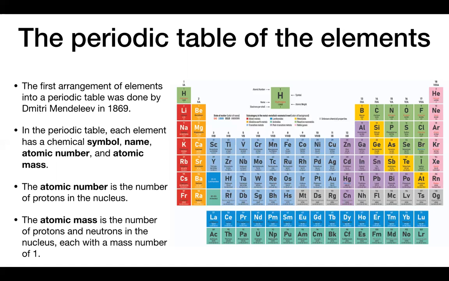The atomic number is the number of protons in the nucleus. The atomic mass is the number of protons and neutrons in the nucleus, each with a mass number of 1. Since the mass of electrons is so much less than the protons and neutrons, the atomic mass is effectively the number of protons plus neutrons.